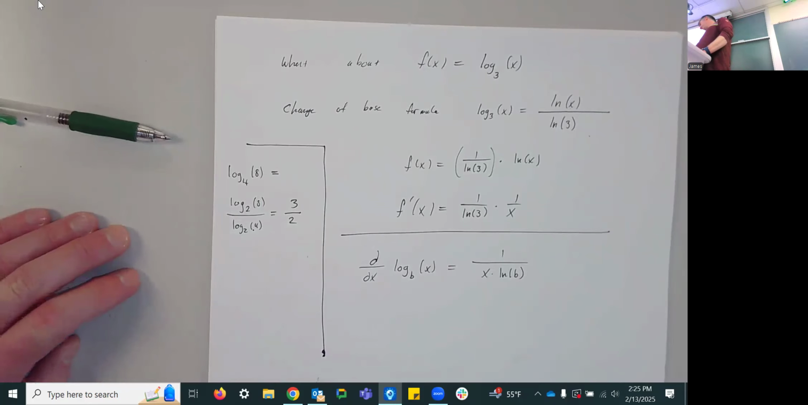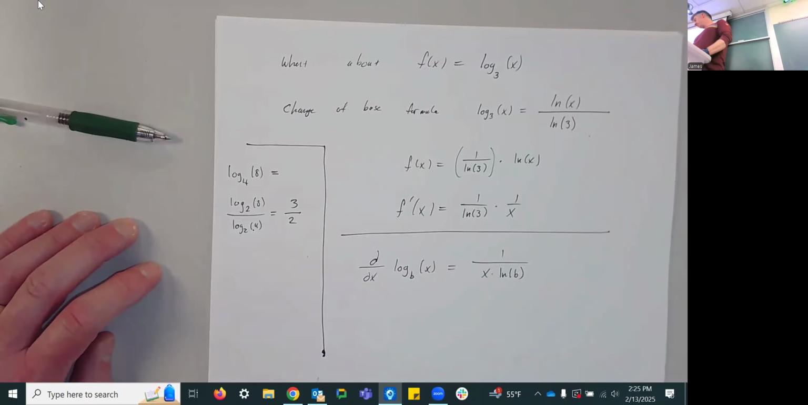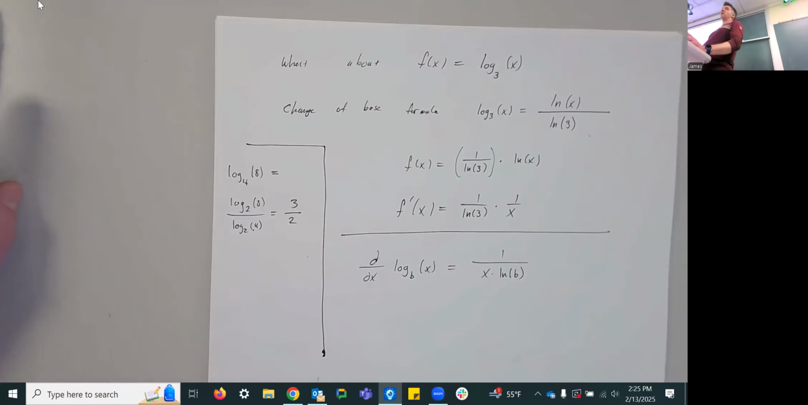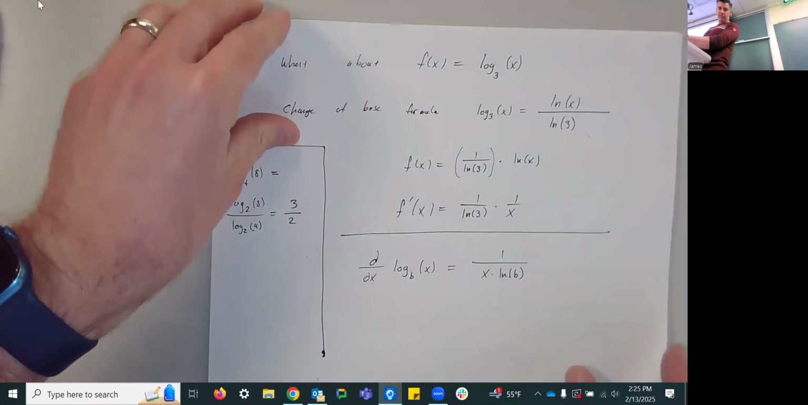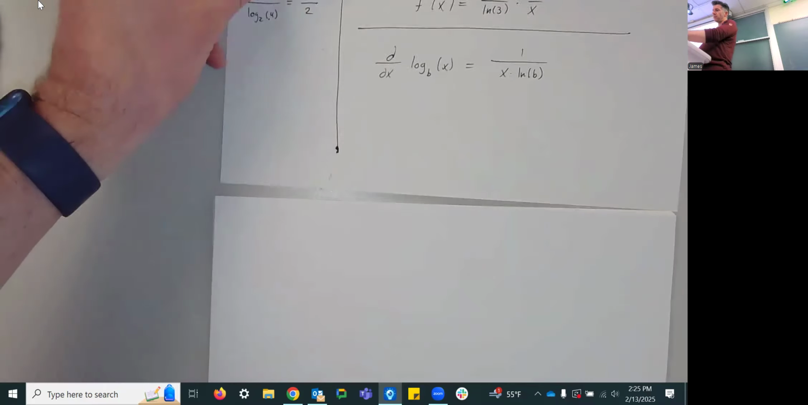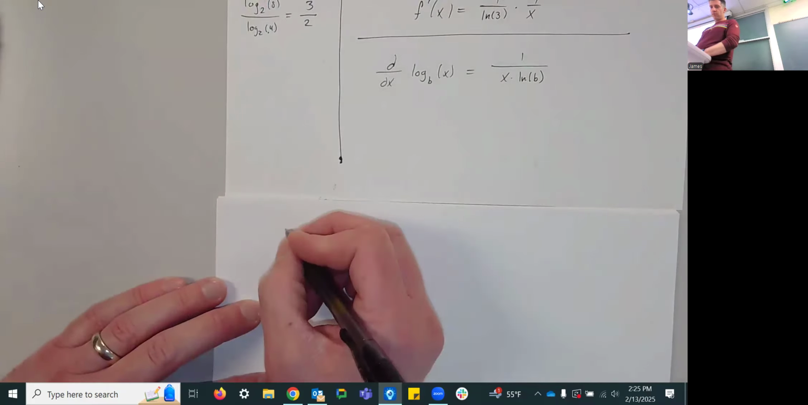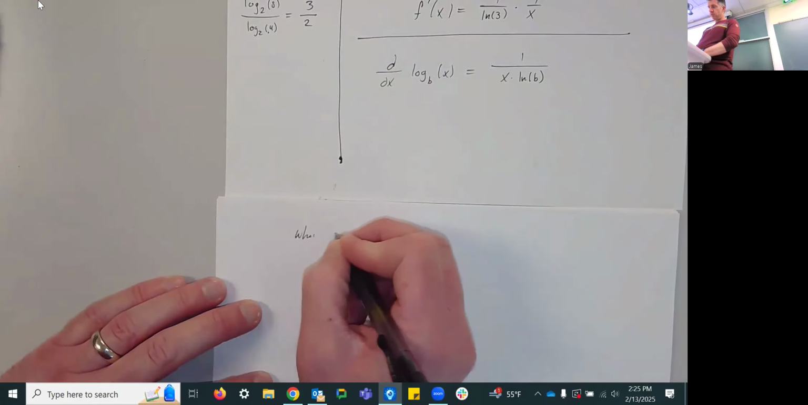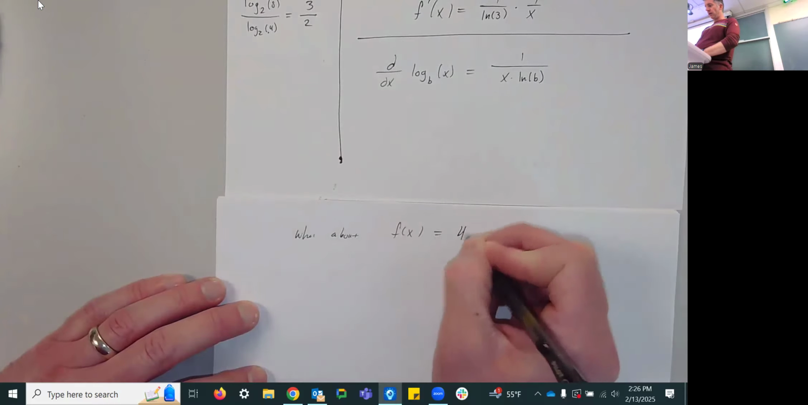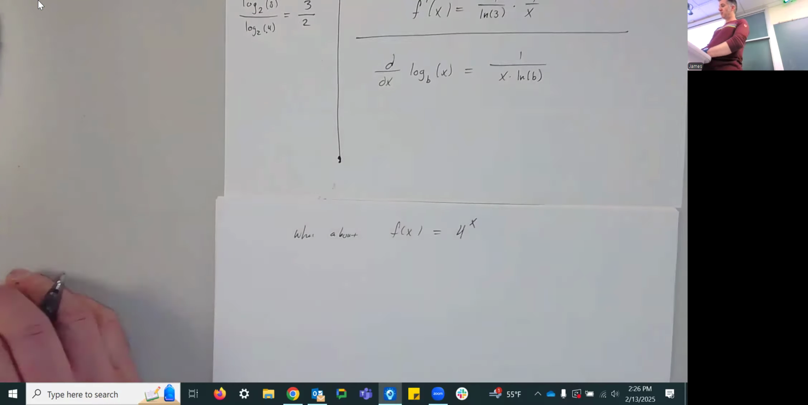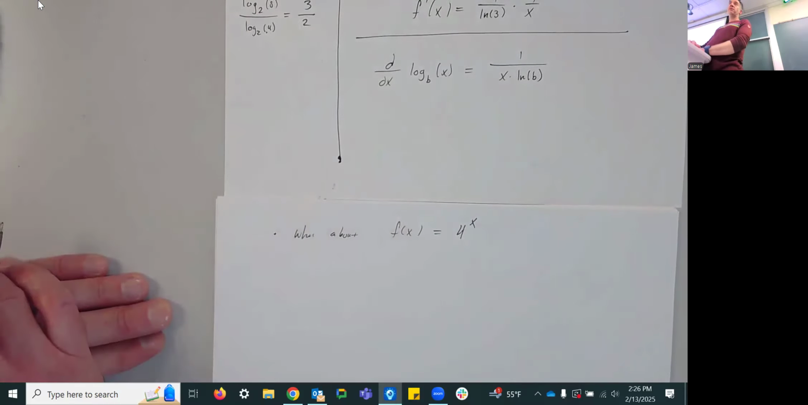And since we're almost there anyway, might as well say the other thing. A similar thing is true for exponential equations that have different bases. What do I mean by this? We have time. So what about f of x equal to 4 to the x? I'd really like to find the derivative of that.